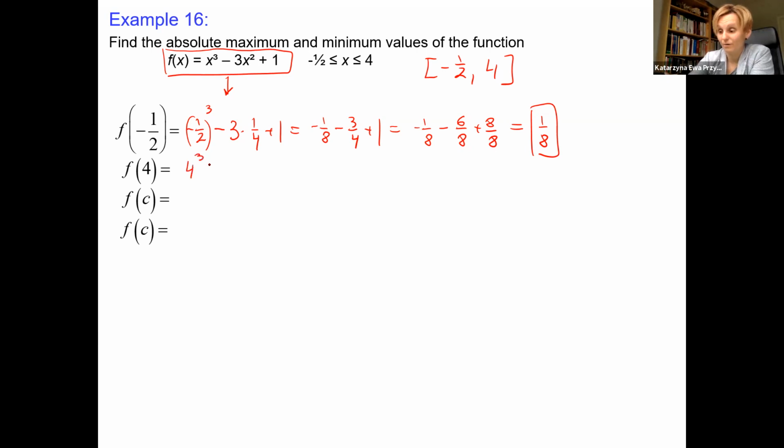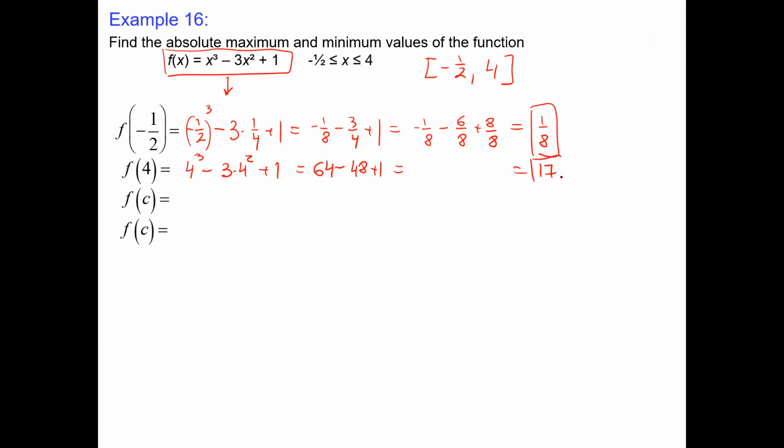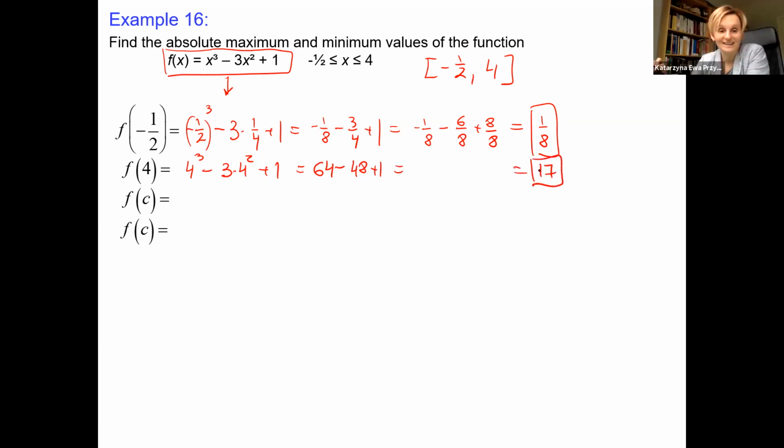Okay, 4. 4 cubed is 64, minus 3 times 4 squared, 16 times 3 is 48, plus 1. 64 minus 48 is 16, plus 1 is 17. This is 17. Definitely bigger than 1/8. But we also need the critical points. Let's find the critical points.